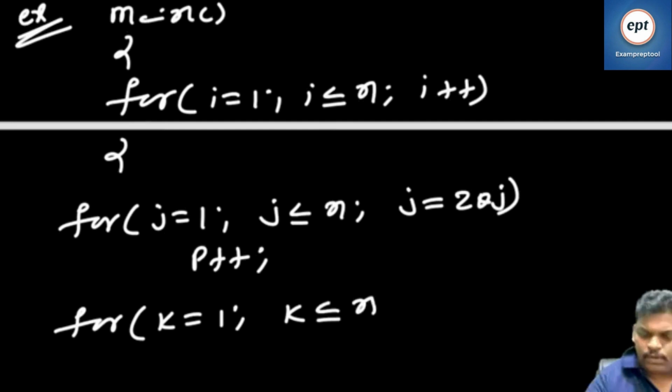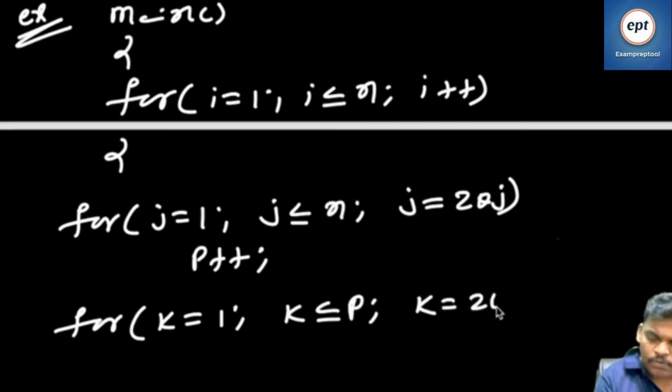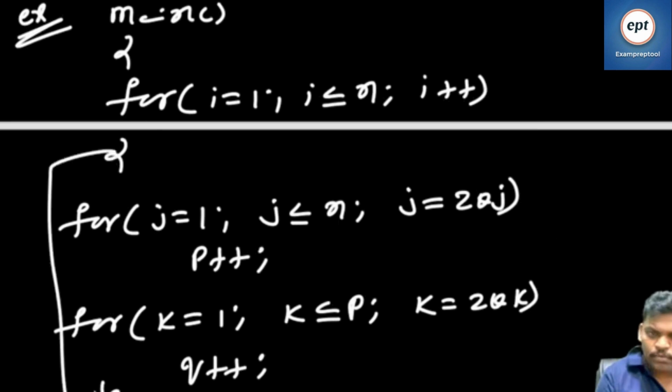This is the tough problem, everyone try. Until now, all the basics are done. k = 2 * k, q++. End of the for loops. Return q.